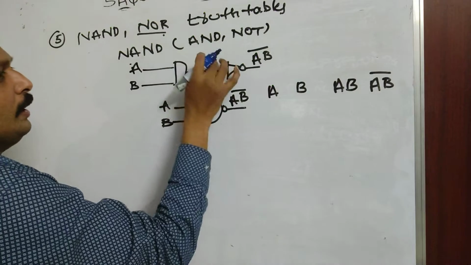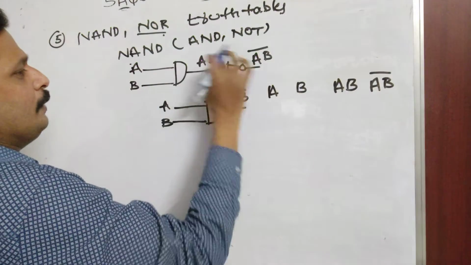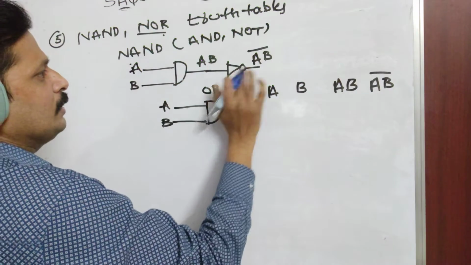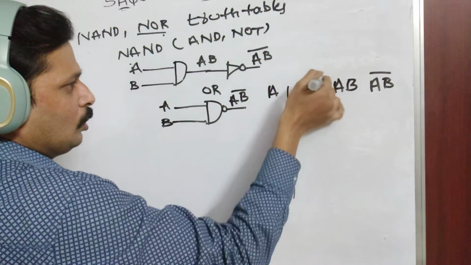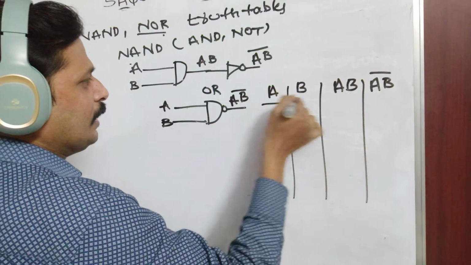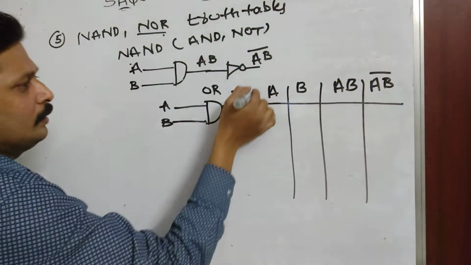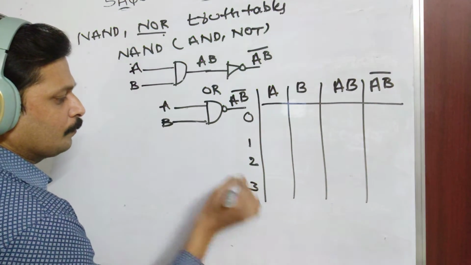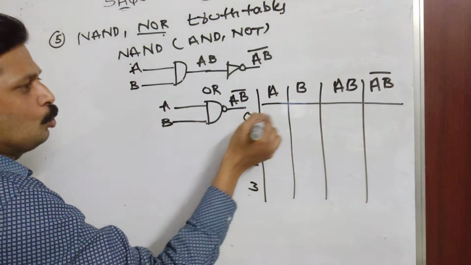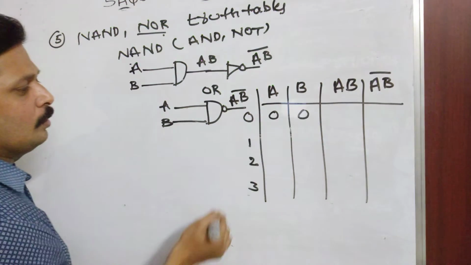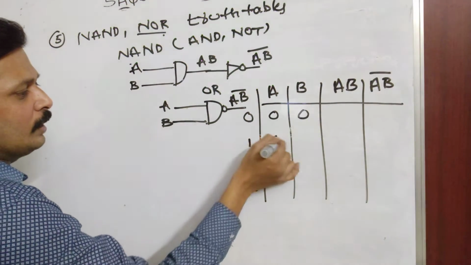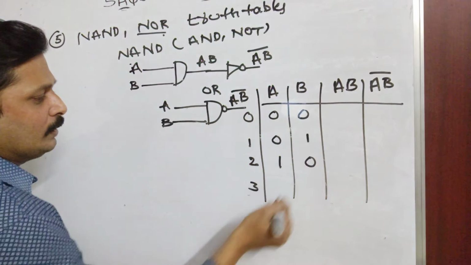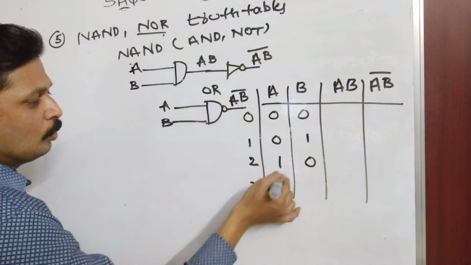Because A and B are the inputs, AB is the value of the output of the first gate. Then passing through this, the final output is like this. We should fill this table in an easier method. Now here the decimal values are what? 0, 1, 2, 3. Divide 0 by 2, then what will come? 0, 0. Divide the value 1 by 2, then what will come? 0, 1. Divide 2 by 2, what will come? 1, 0. Divide 3 by 2, what will come?